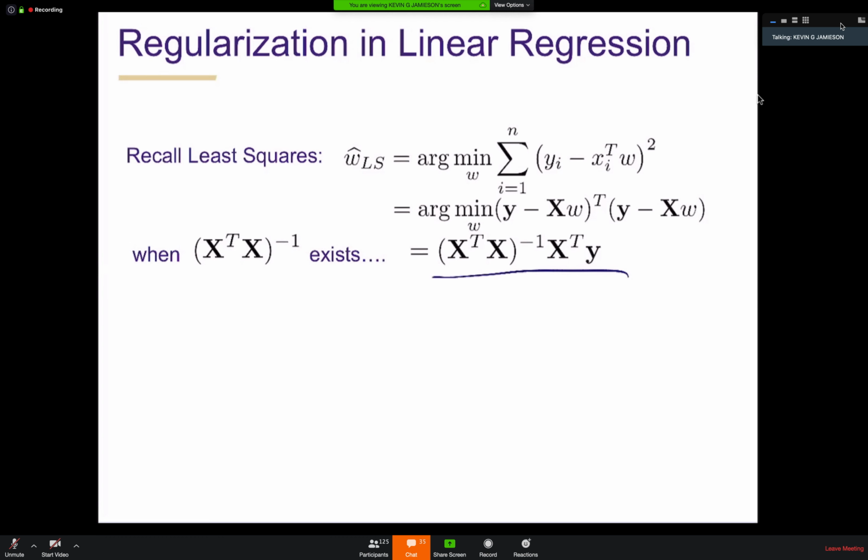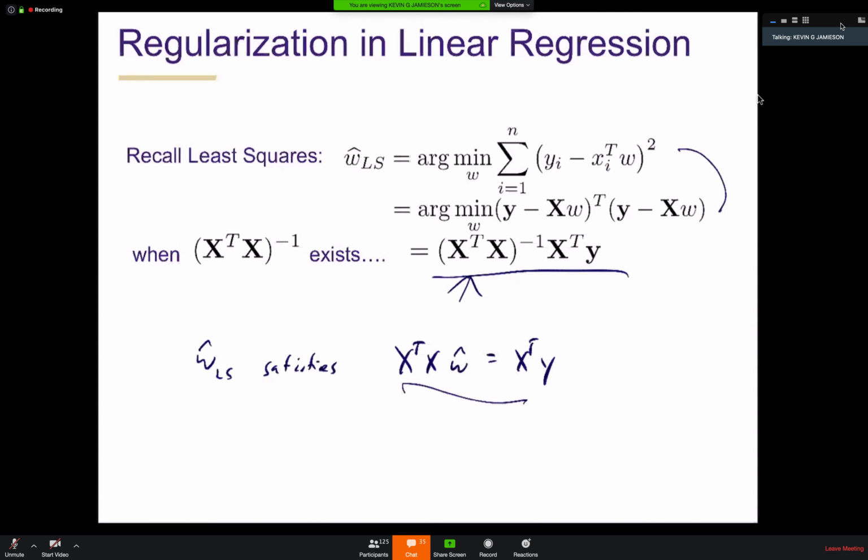If you're underdetermined, where this comes from is that w hat ls satisfies x transpose x w hat equal to x transpose y. If w hat satisfies this relationship, then it is a minimizer of your training error. This comes straight out of these equations. But if x transpose x is not invertible, many w's satisfy this relationship. An infinite number actually satisfy this relationship.